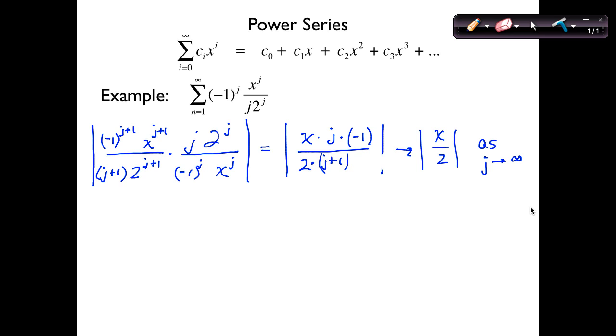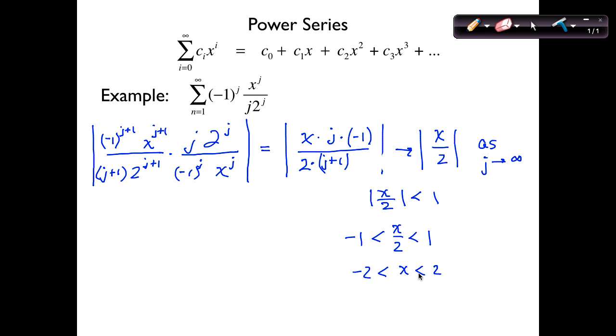So we want to know for what values of x this converges. So for what values of x will it converge? When x over 2 has to be less than 1, right? Like a geometric series. That's kind of like the r of a geometric series. Remember solving absolute value inequalities. If x over 2 is less than 1, that means x over 2 has to be between -1 and 1, which means x has to be between -2 and 2.